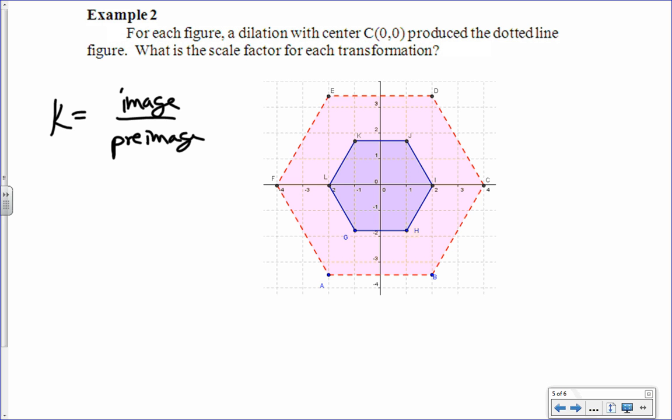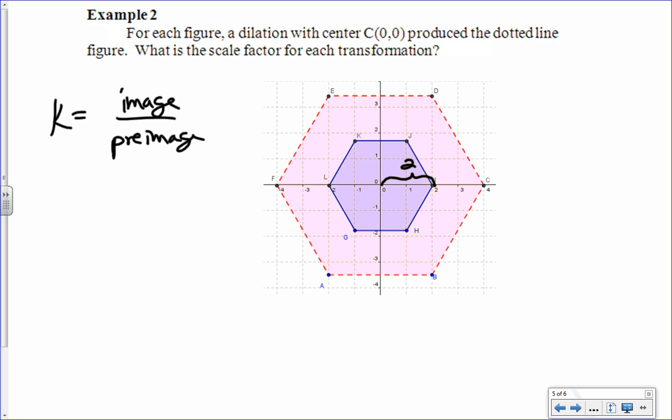So again, K is image over pre-image. Okay, so you had to pick some measurement on here and then find a corresponding. So I would probably go in some particular direction that would make it easier to determine. I think it's kind of difficult to go up and down on this one, so I would once again just find one that I know for sure. I would say I know this distance for sure. That distance there is 2.